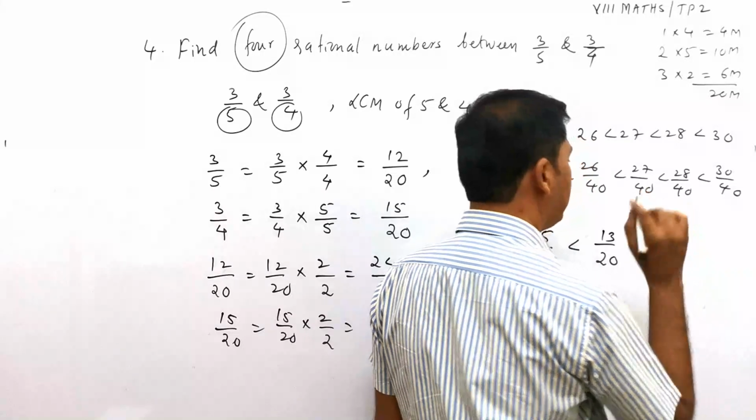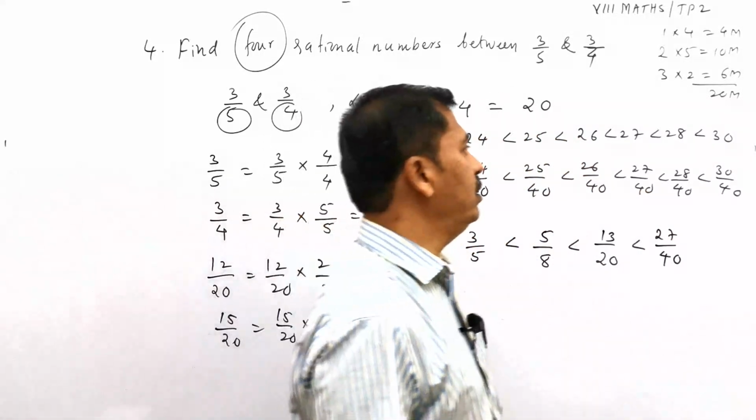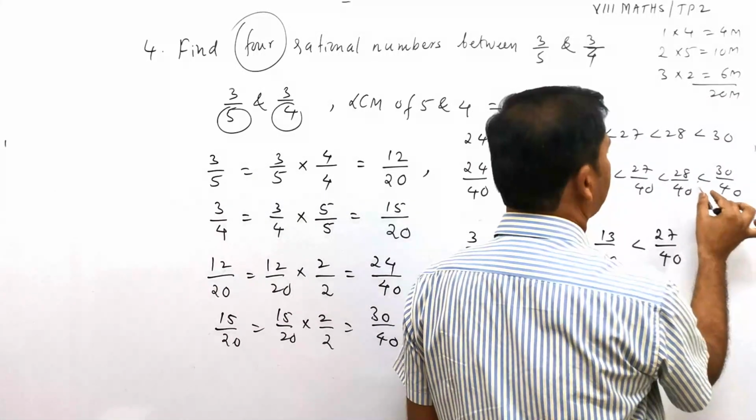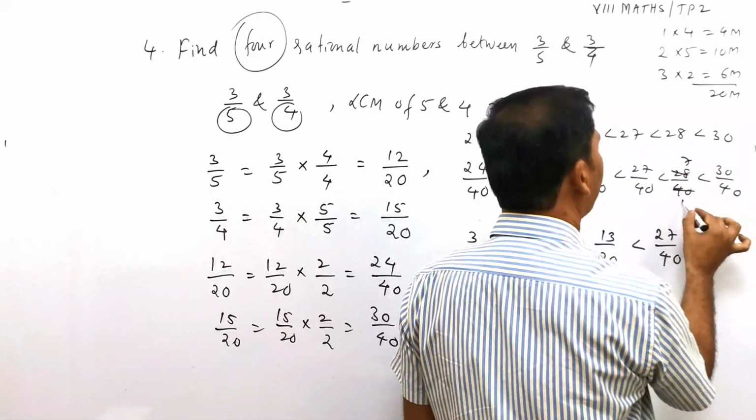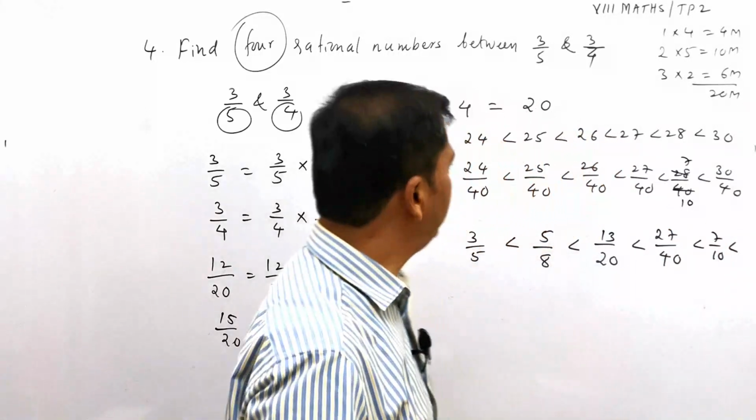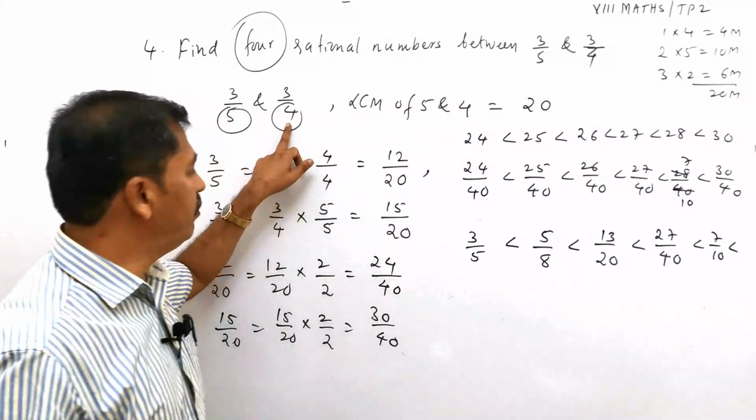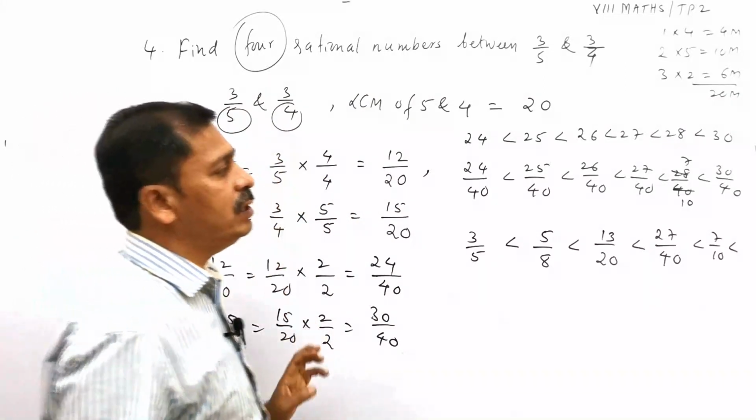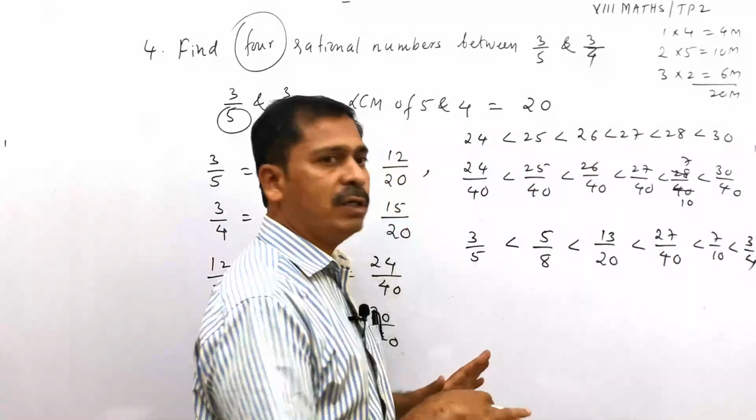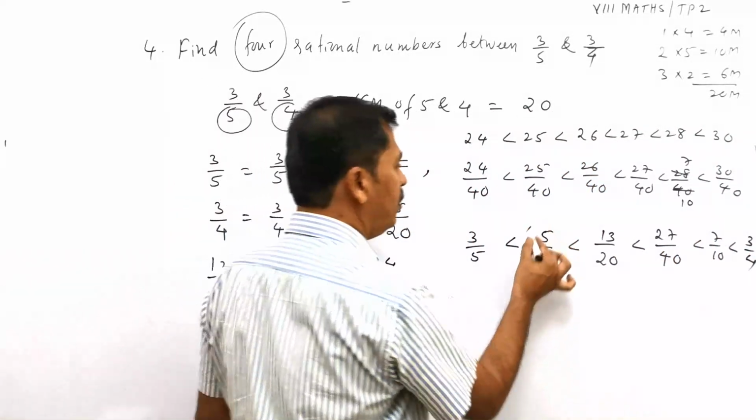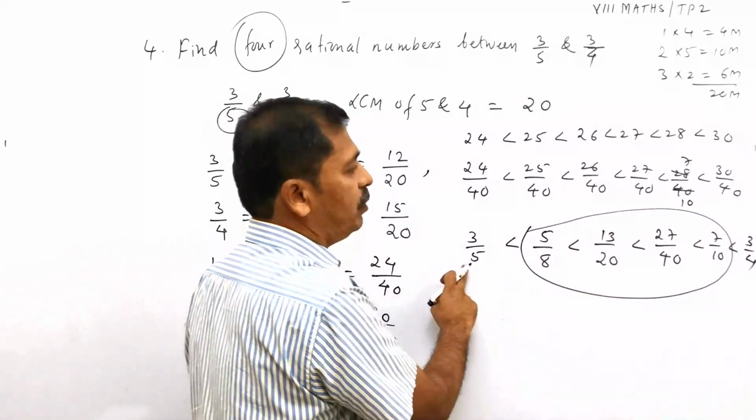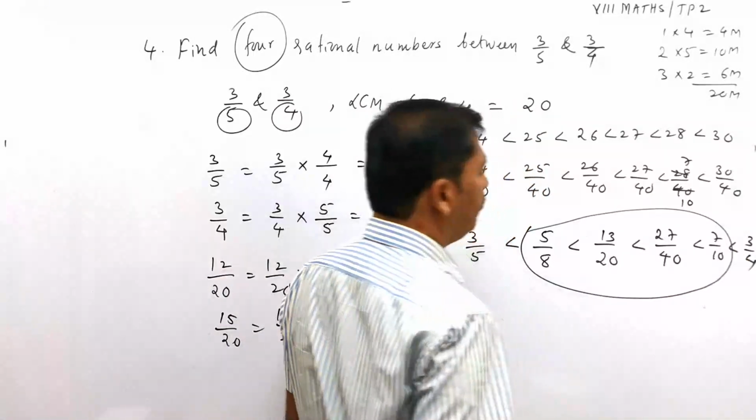27 divided by 40 you write as it is. 28 by 40, see you can cancel by 4: 4 7s are 28, 4 10s are 40. So 7 by 10 you can write, and lastly you have to write 3 divided by 4. 30 by 40 is nothing but what? 0 and 0 cancel, directly you can write 3 divided by 4. So this completes the solution. These are the 4 rational numbers between 3 by 5 and 3 by 4.